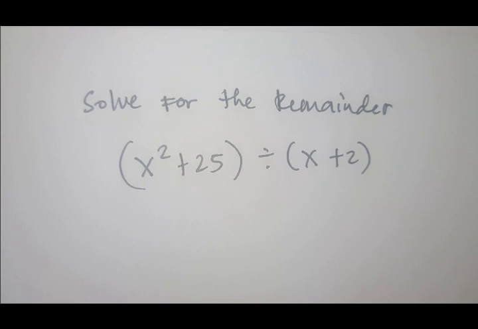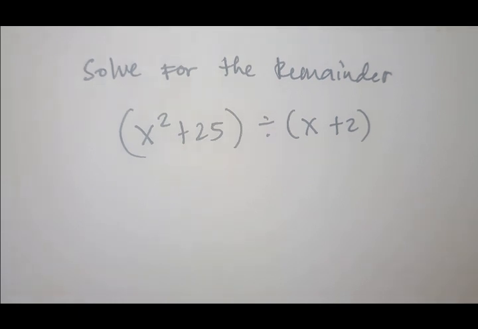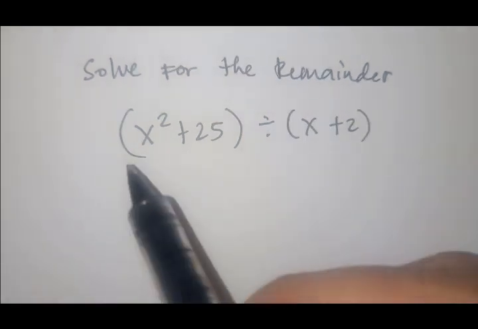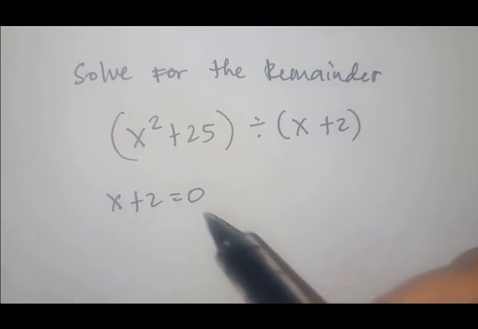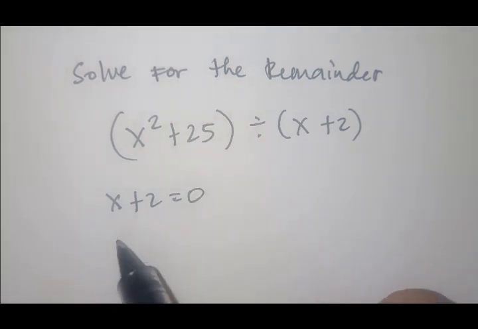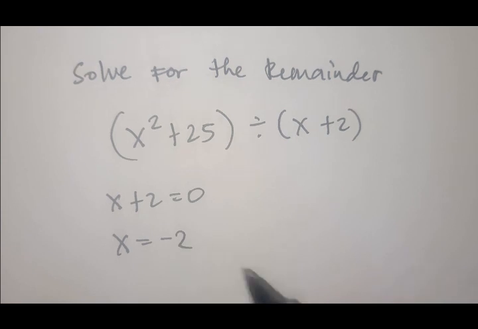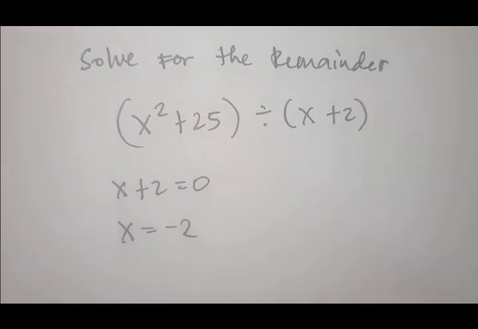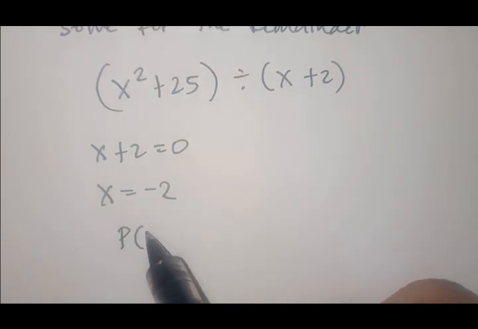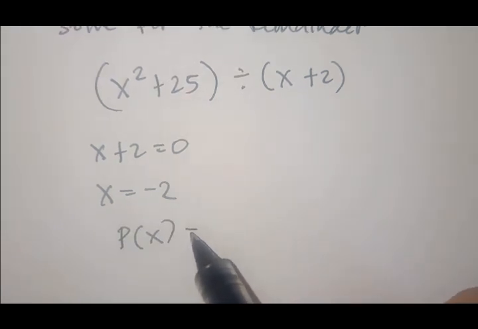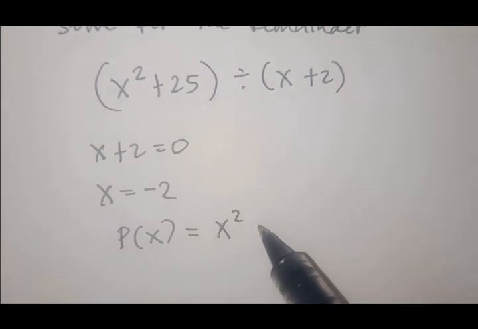So, let's have another example of the remainder theorem. Let us try to solve for the remainder of x squared plus 25 divided by x plus 2. So, again, equate muna natin yung value ng x ng inyong divisor. You have x plus 2 equals 0. So, transpose natin yung 2. X is equal to negative 2. So, dahil yung value na nakuha natin ay negative 2, let us try to solve for the remainder of x squared plus 25.